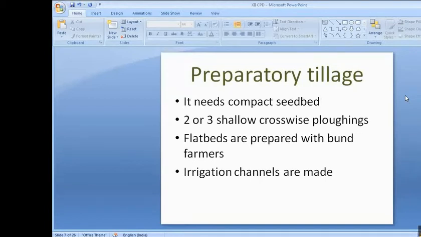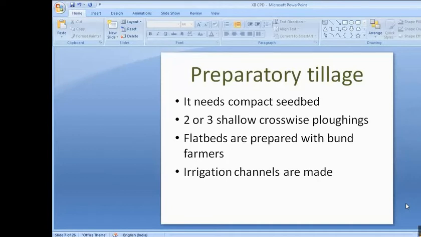Second thing, it requires 2 or 3 shallow crosswise plowings. You know plowings. Crosswise means east to west, south to north. That is called crosswise plowing. Why should this crosswise plowing be done? When crosswise plowing is done, the soil will become more and more loose and porous. There will be more aeration, more drainage, and more water holding capacity. So crosswise plowing is necessary.